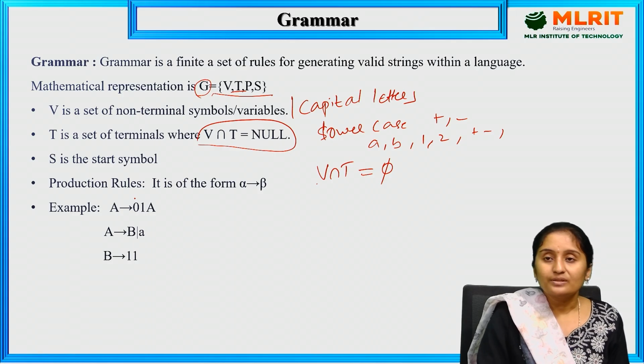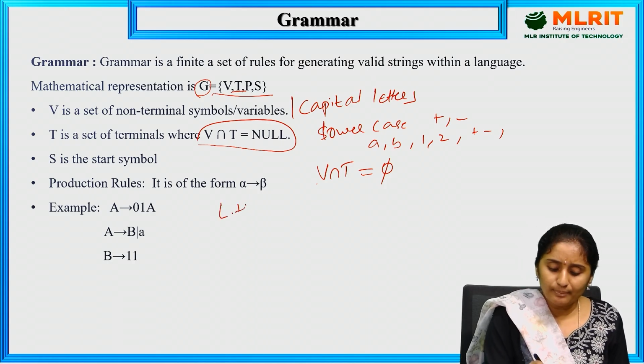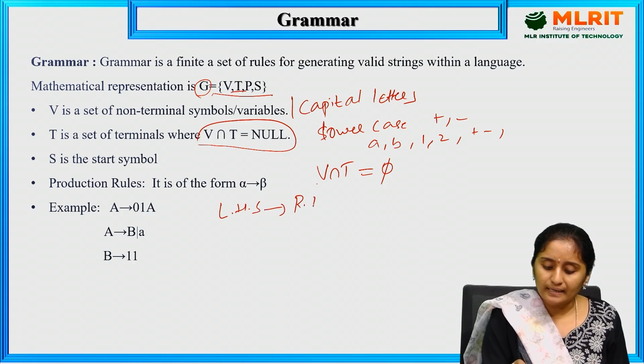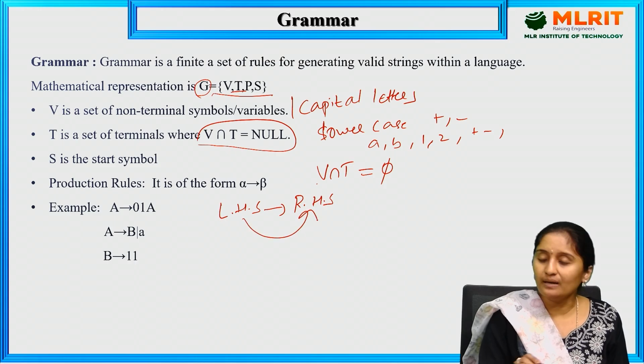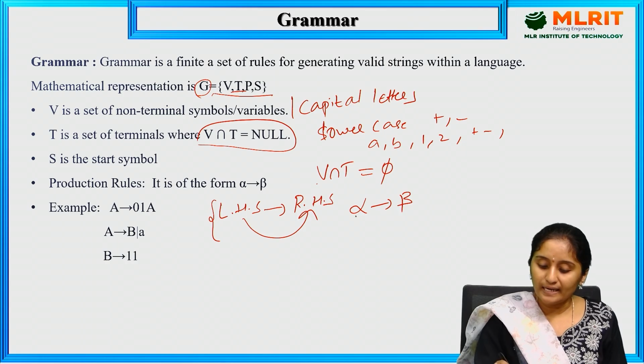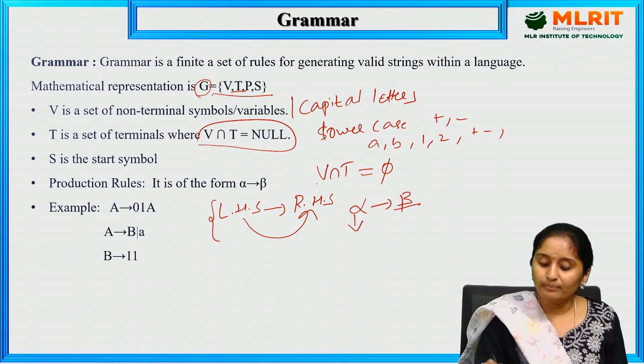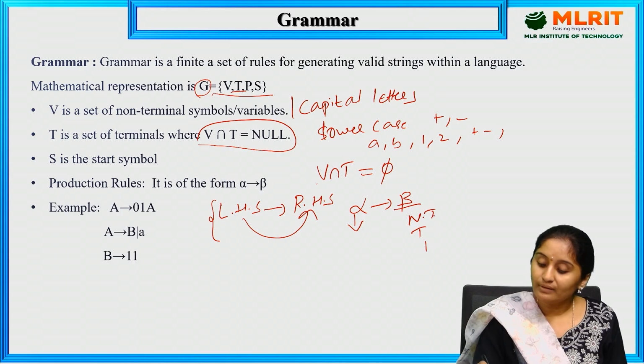Now production rules. The production rules are in the form of alpha produces beta, so I can say LHS produces RHS. Wherever in the string we find the LHS, it can be replaced with the RHS. We call these production rules. LHS consists of only a single non-terminal, and the RHS can consist of non-terminals or terminals, and we can also have epsilon.